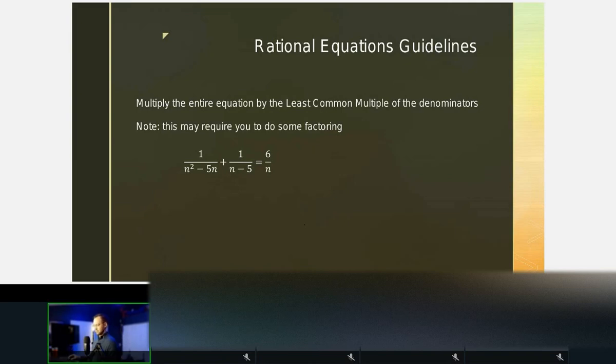So let's do that. By the way, am I too loud on mic? I can turn it down a little bit. No? Oh, it's perfect? Okay. If I'm ever too loud, because I'm looking at my LED meter and it says I'm peaking a little bit. So how do we factor n squared minus 5n?